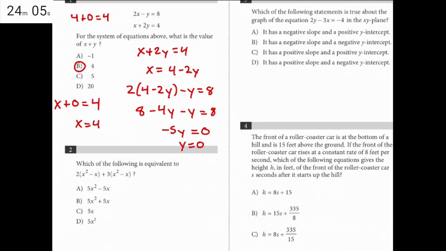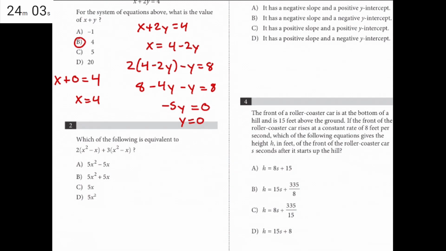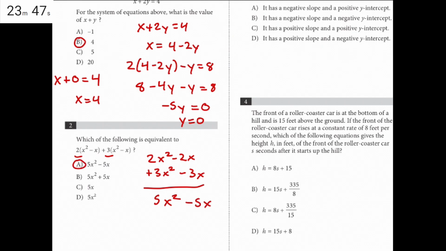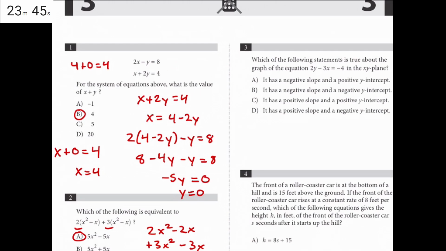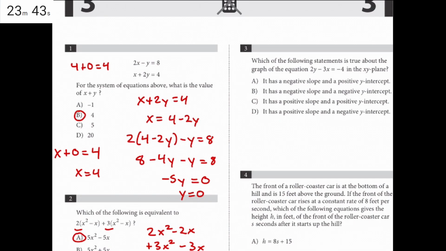Which of the following is equivalent to the following expression? Okay, let's just distribute in the 2 and the 3. So 2x squared minus 2x plus 3x squared minus 3x. We're going to get 5x squared minus 5x. Answer's A. Okay. Question 3.